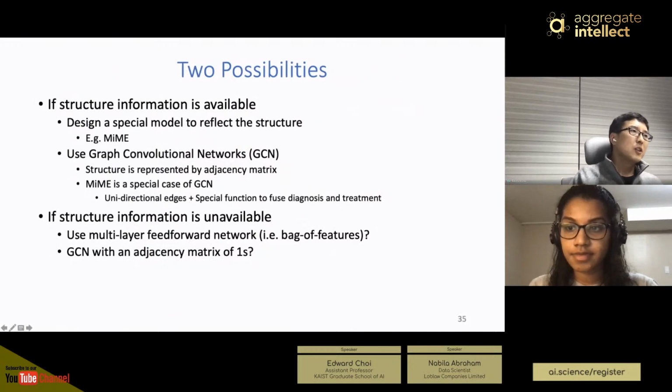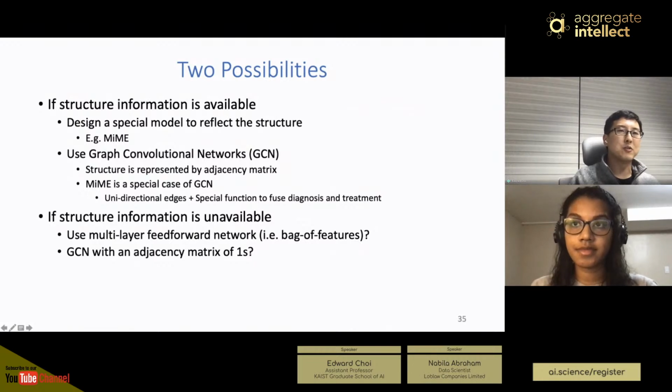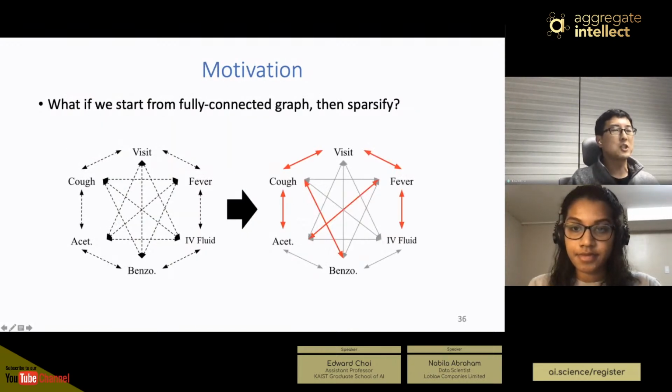If the structure is known, if the red arrows are known, then you can use either MIME, which is a special model, or you can use GCN for that matter. If you don't know the red arrows, what are you going to do? Are you going to just resort back to the bag of features approach? Or you can think of GCN with an adjacency matrix of ones, but that's exactly the same as bag of features. So is this all we have, or is there a better approach? That was my question. And obviously there is potentially a better approach.